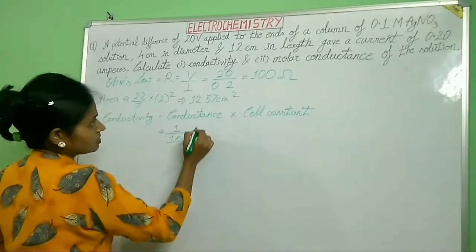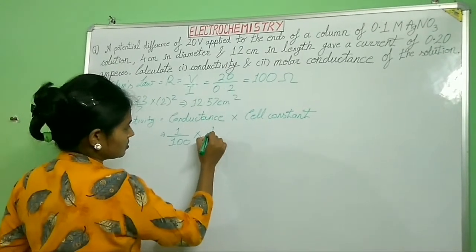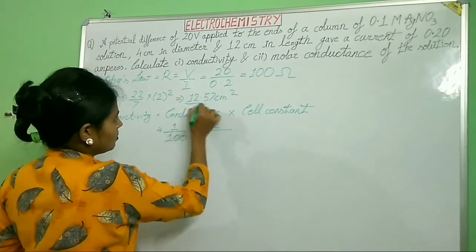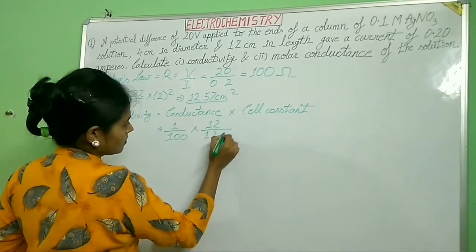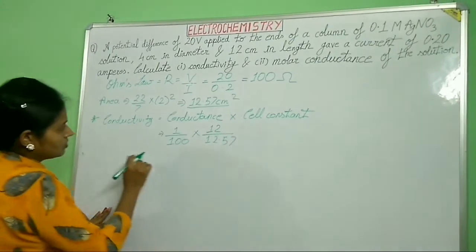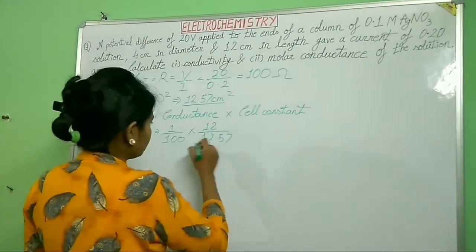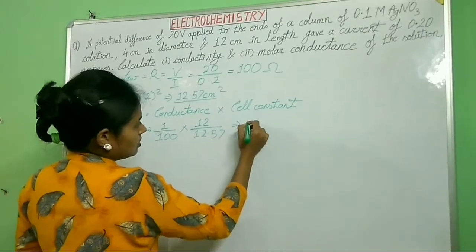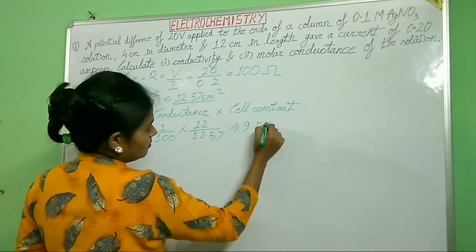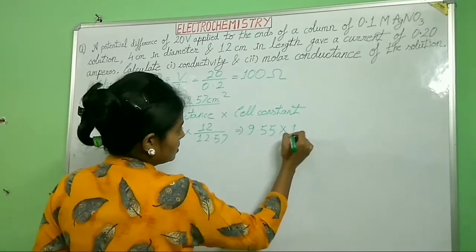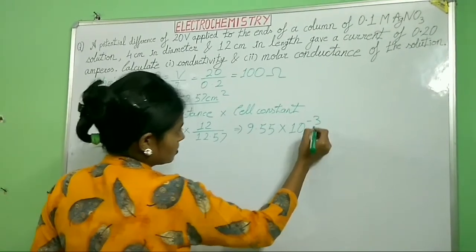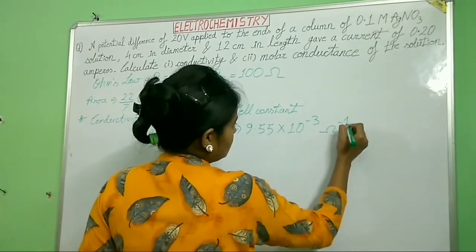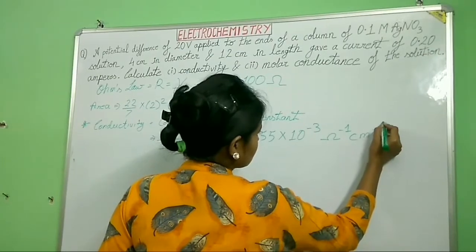Cell constant is length by area. What is the length of the column given? 12 centimeter. And what is the area we have found out? 12.57. Okay. So, what will be the conductivity if we calculate all this? Then 9.55 into 10 to the power minus 3 ohm minus 1 centimeter minus 1.